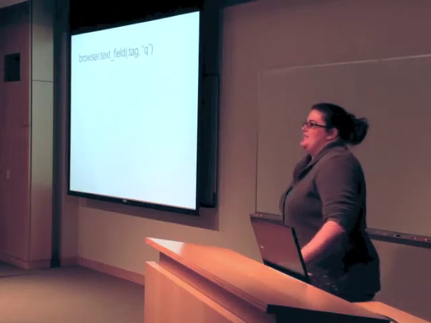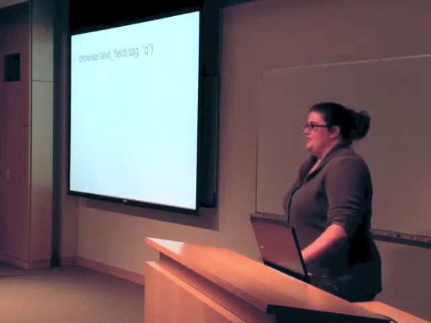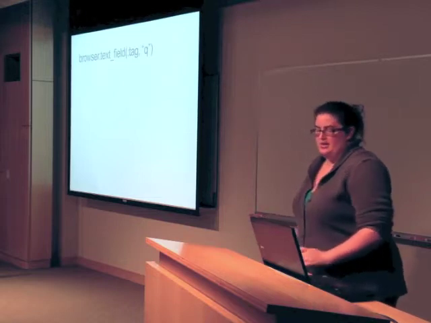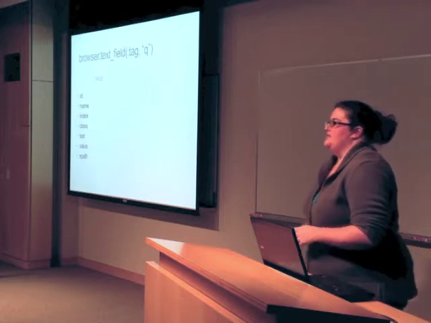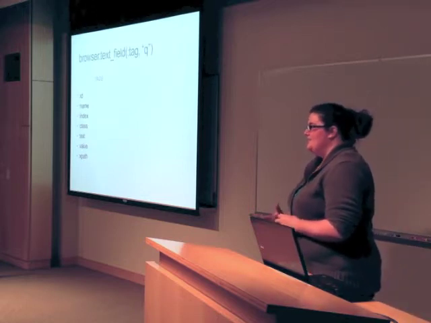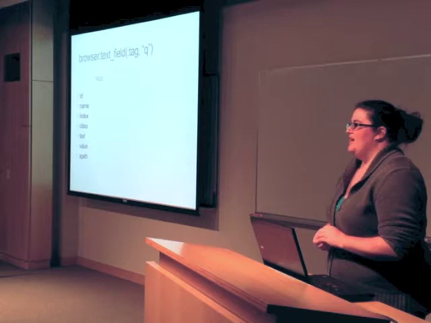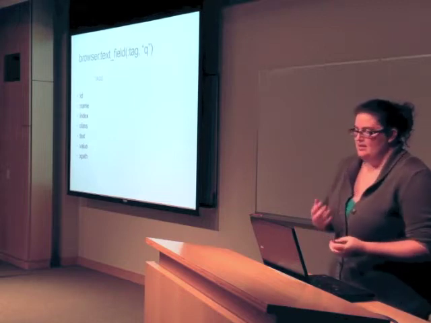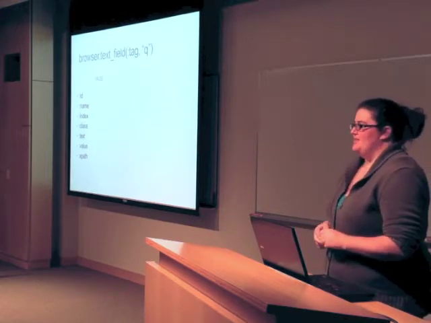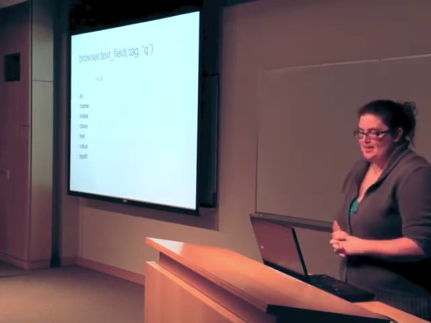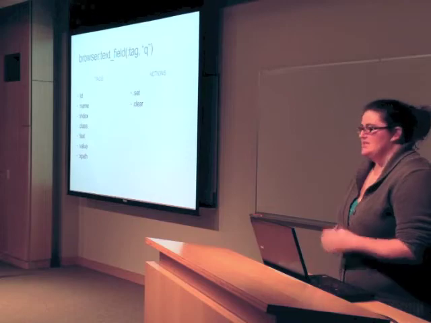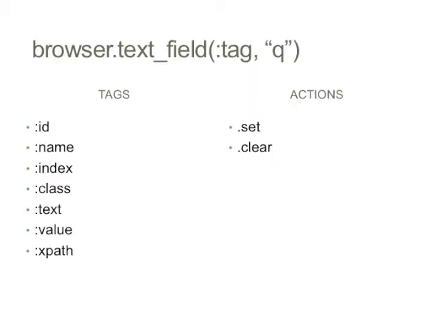Text fields. This is how you access the text field. You have your browser, your text field, whatever tag you're going to use, and its value. Tags allowed are ID, name, index, class, text, value, and XPath. XPath you can do for everything. It's bad practice because it's very slow. And the actions you can take on a text field are set and clear. So you can set your field and you can clear it.